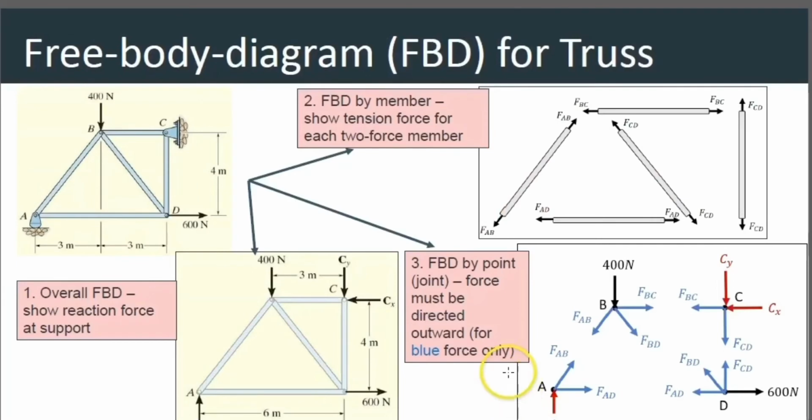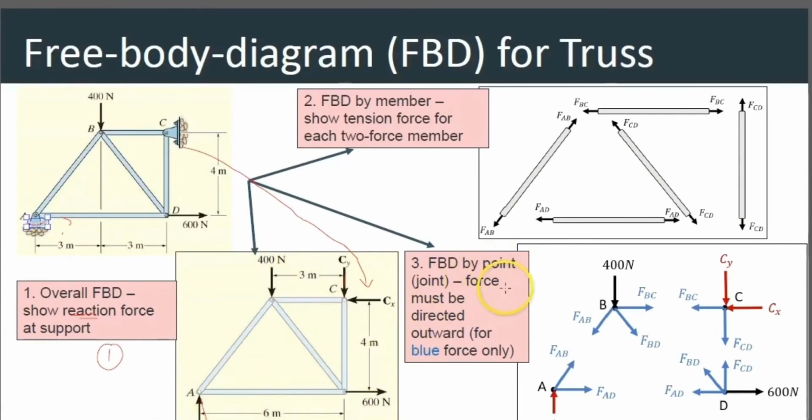Right, so on the free body diagram for the truss, we need to consider 3 points here. The first one is the overall free body diagram, where we need to show the reaction forces at the supports. Which support, whether it is a rocker, a pin, or a clamp. We need to differentiate whether it has two components in terms of X and Y axes or only one. This one can move along the X axis, so that's why it only has one force on the Y.